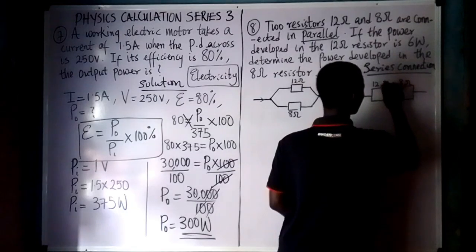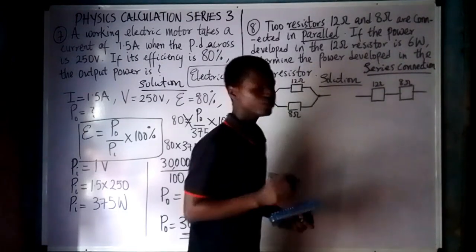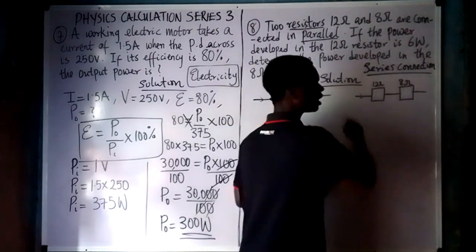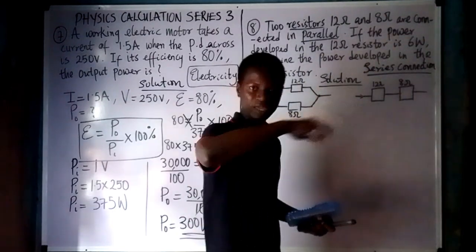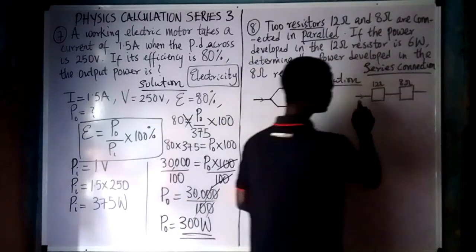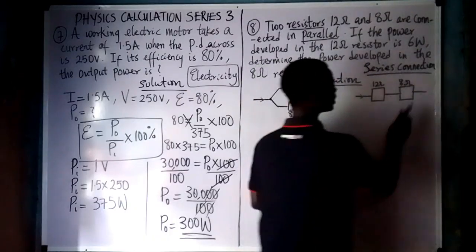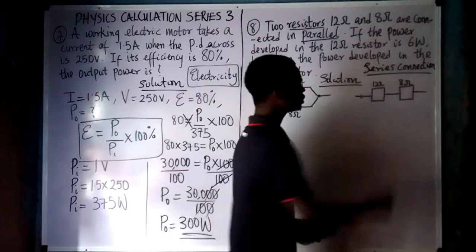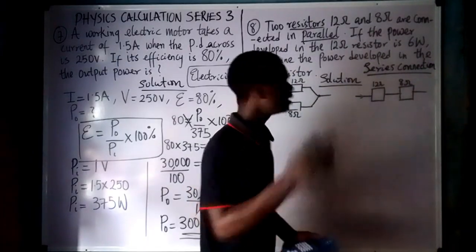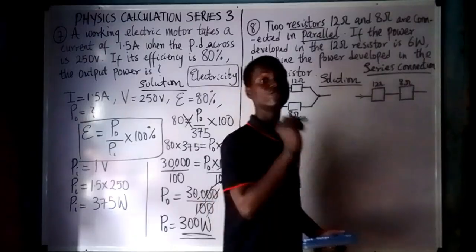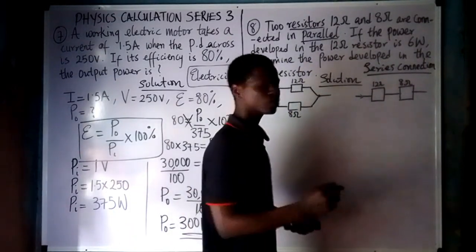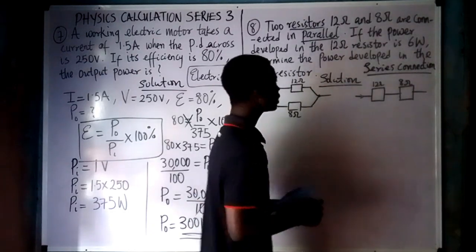Now let's see what will actually happen right here. If current is flowing in this direction, because it's just one wire that connects both, side by side, the current that flows through this is the same as the current that flows through this. So for series connection, it is the current that is the same for both resistors, while for parallel connection, it is the voltage that is the same for both resistors. I hope that analogy is thoroughly understood by you. So let's get on with the question.